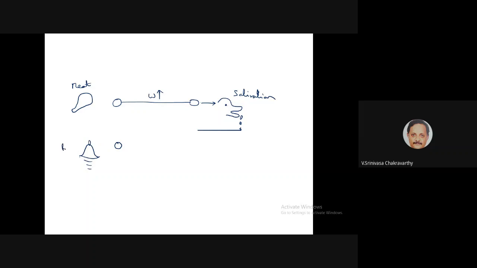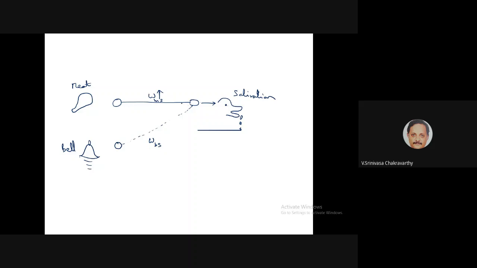Okay, so this is the bell. And this is also trying to make a connection with this part of the brain which produces salivation. But initially, I'll call this WMS, W meat and salivation. This is WBS, bell and salivation. So initially, this is weak.